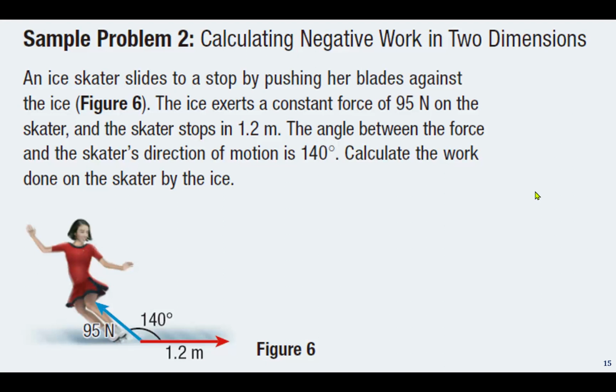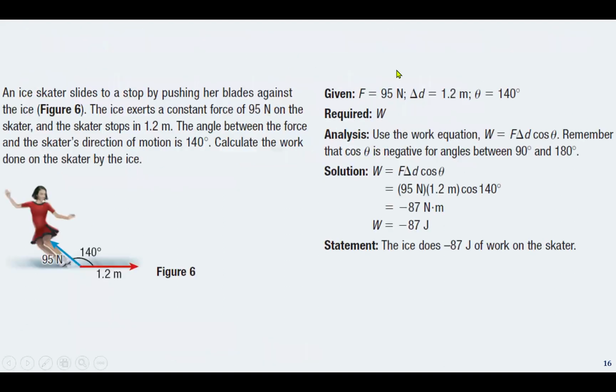All right, have you finished? Okay, let's have a look at the solution together. In this question, we're still using the formula W equals F times delta D times cosine theta to find the work done on the skater by the ice. But note here, the force exerted on the skater and the displacement have an angle between 90 degrees and 180 degrees, right? So you can expect to get a negative number here.